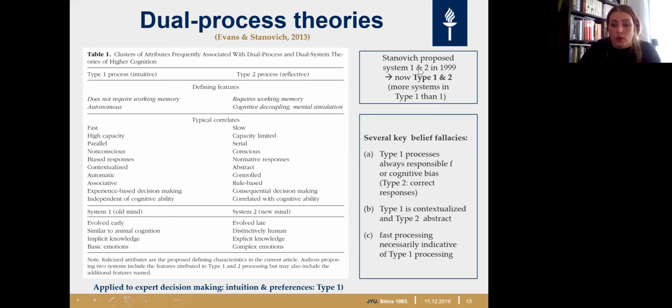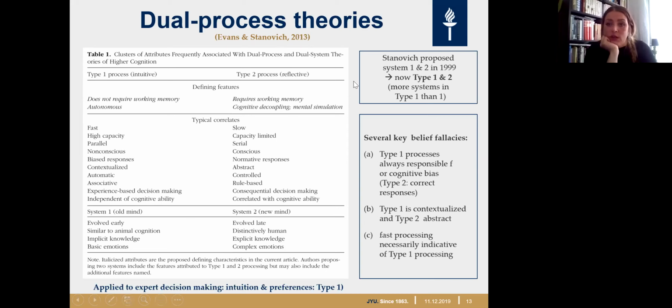Stanovich was the first one, in 1999, to present these type 1 and type 2 processes. There used to be system 1 and system 2, but they have now been labeled type 1 and type 2, because there are more systems in type 1 and type 2 than just one system. So the same Stanovich is also in this article.